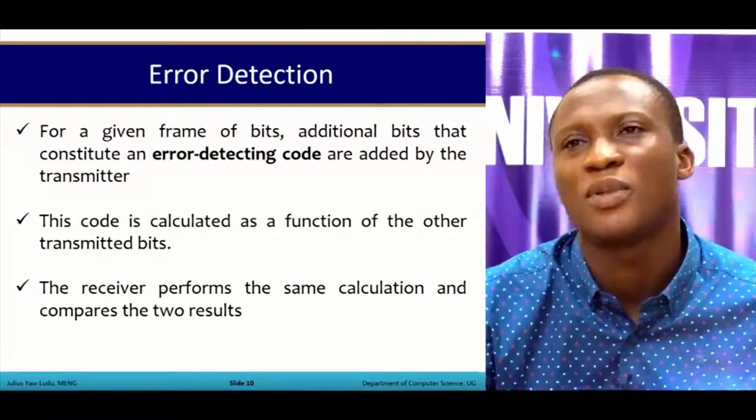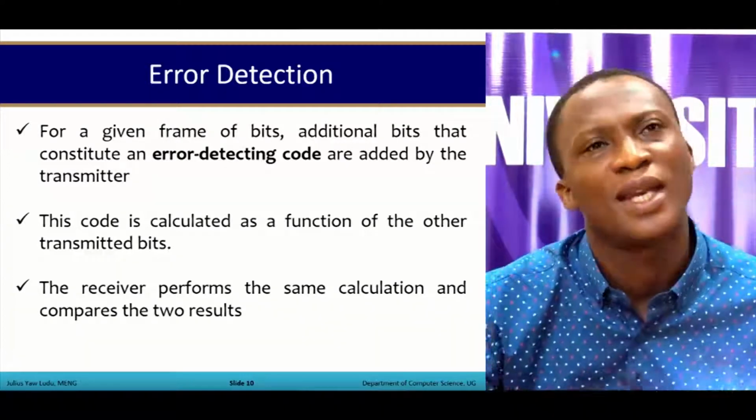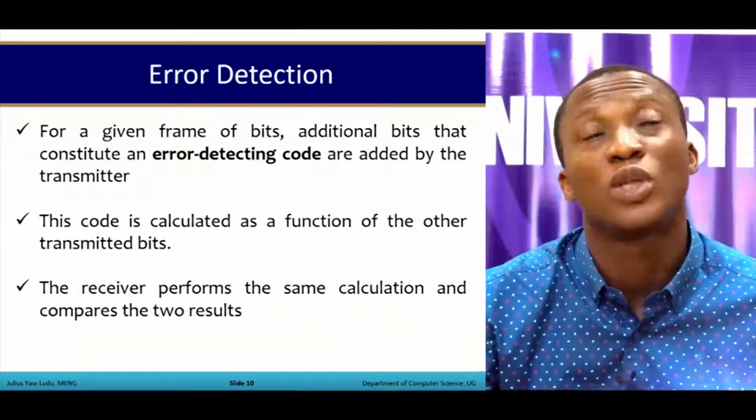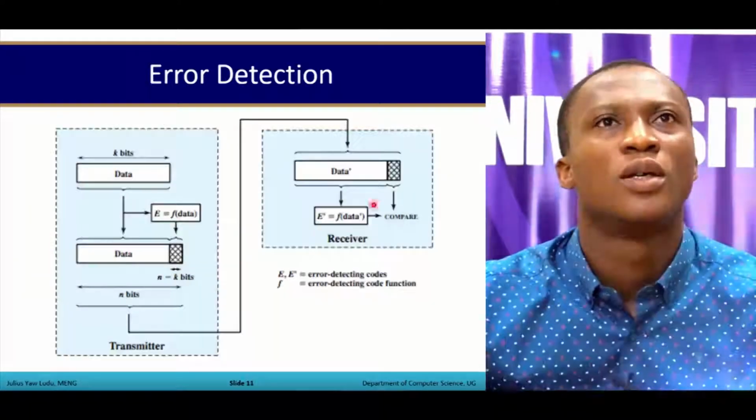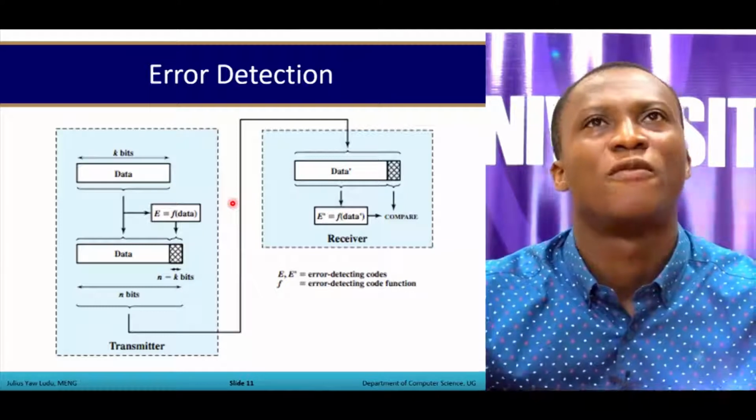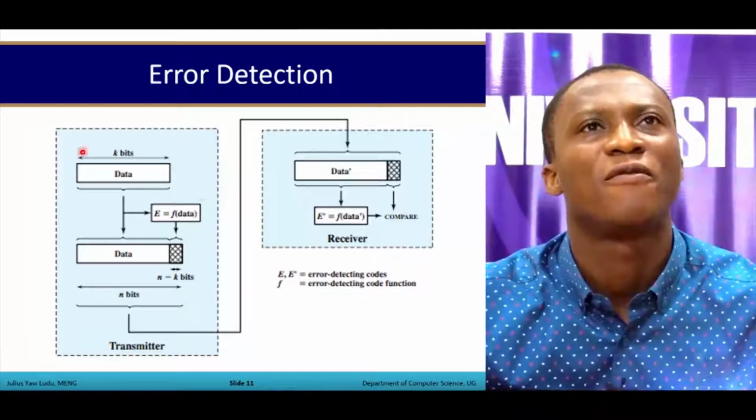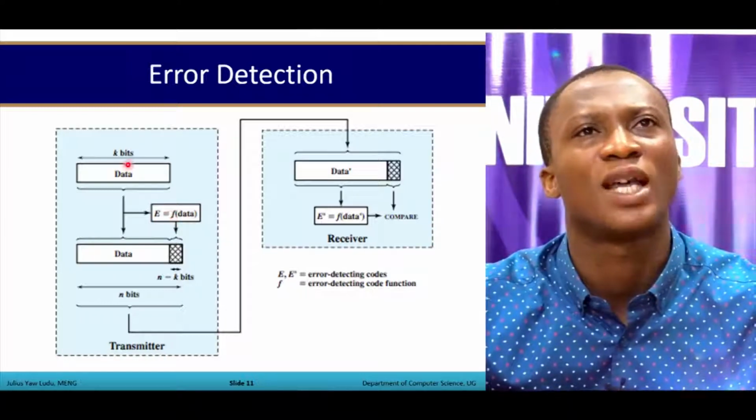The receiver performs the same calculation and then compares the two values, what is received and what is calculated at the transmitter. So this is a block diagram of how to detect error. We have k bits of data, and like I said, the code is a function of the data. So we have E being f of data.